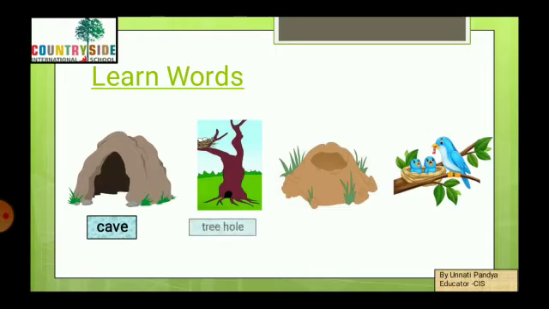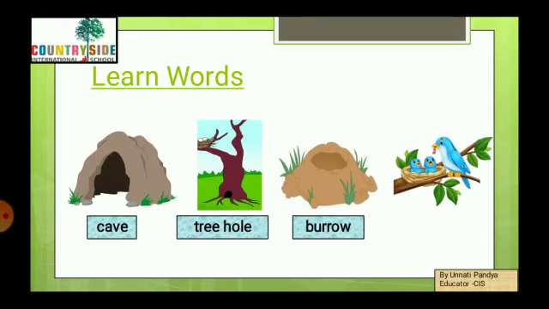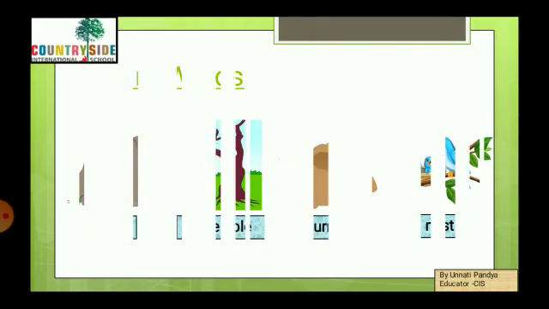Cave, tree hole, burrow, nest. These are some of the types of homes that animals use. Just like animals, human beings use different types of homes.